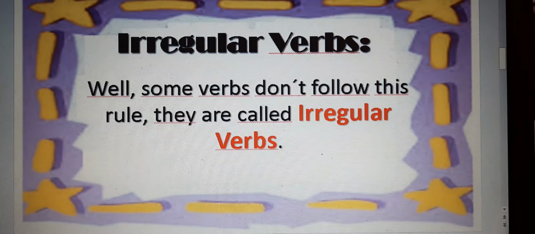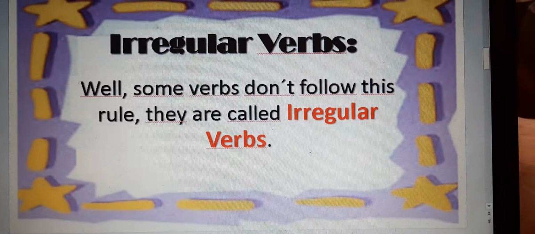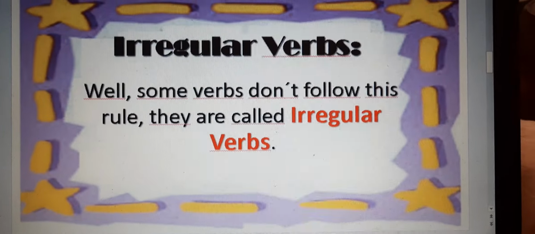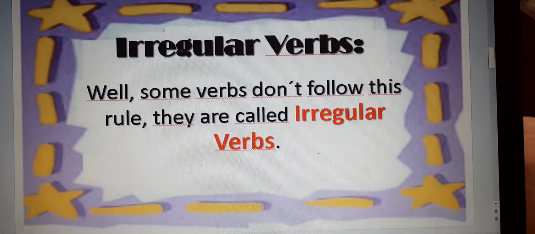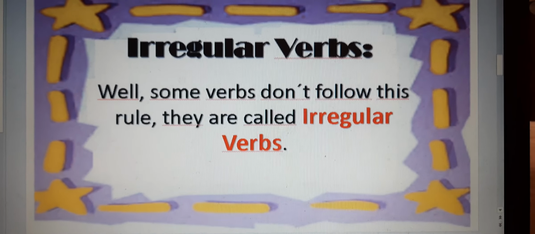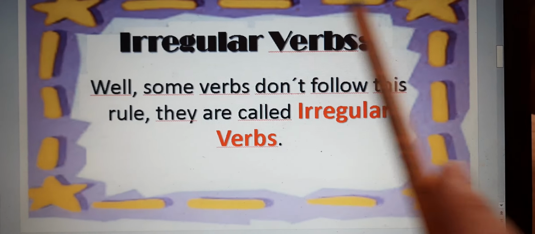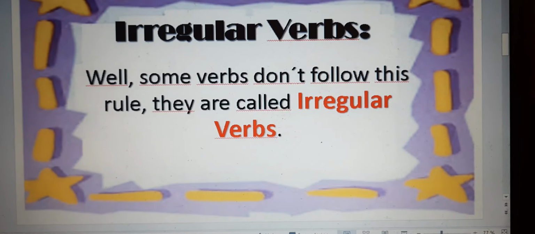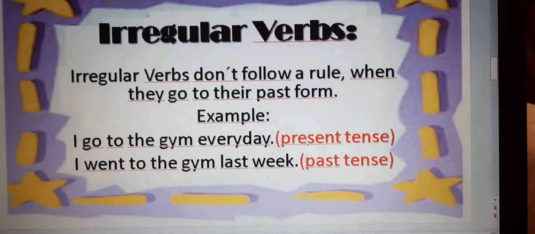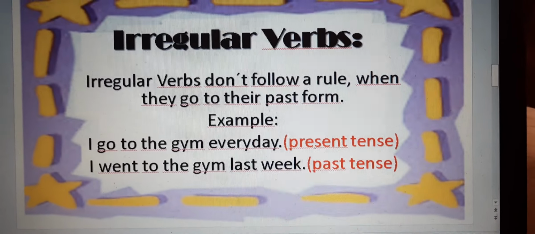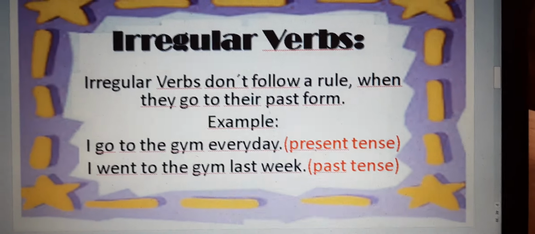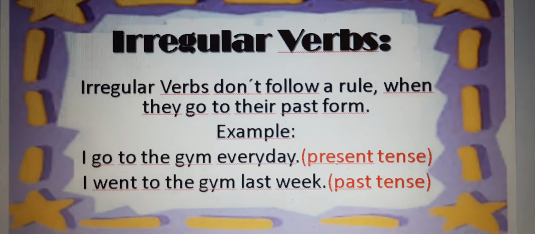Las semanas pasadas estuvimos viendo regular verbs y dijimos que para pasarlo al pasado simple le agregábamos a veces d o ed. Vimos varias reglas de cuando se le agregaba solo d y cuando solamente se le agregaba ed. Los verbos irregulares no siguen ninguna regla para pasarlos a su tiempo pasado. Irregular verbs don't follow a rule when they go to their past form. Los verbos irregulares no siguen ninguna regla. Lo que sucede es que cambian completamente su escritura.